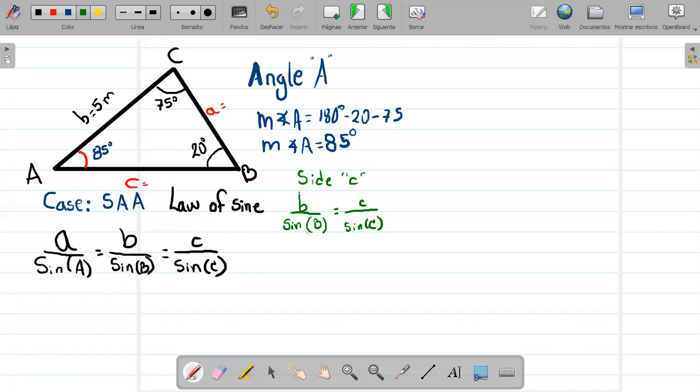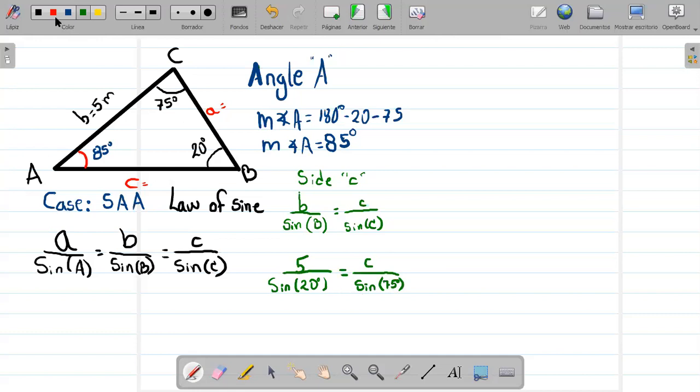B is 5 meters, so instead of B, we're gonna work with the number 5, there it is, over sine of B. In this case, angle B is 20 degrees, so let's get sine of 20 degrees. Equals to, let's go with C. In this case, we don't know side C, that's what we are looking for, over sine of 75 degrees. So now that way we can solve that one.